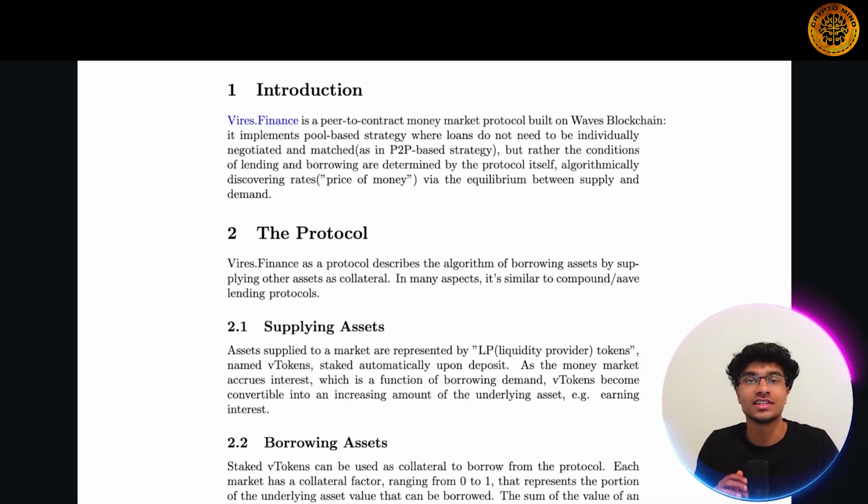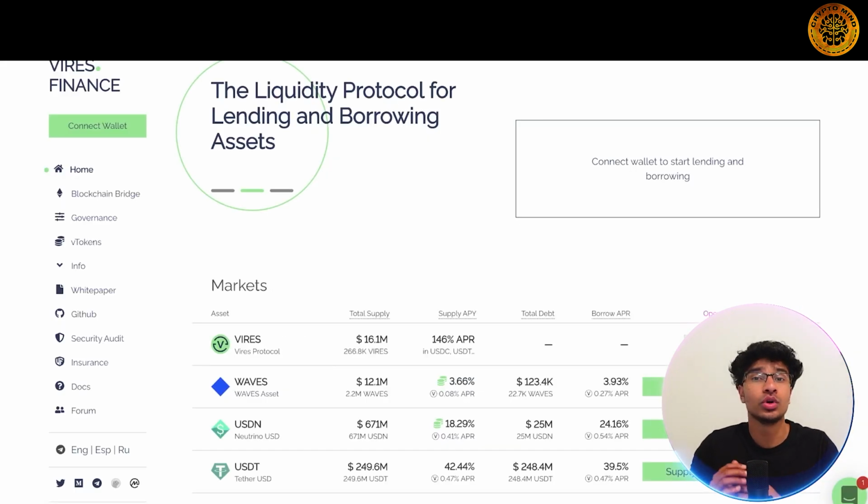So let's start with the basics and get a little definition of what Vires Finance exactly is. Over here on their white paper, it says Vires Finance is a peer-to-contract money market protocol built on the Waves blockchain. It implements a pool-based strategy where loans do not need to be individually negotiated and matched as in a P2P-based strategy, but rather the conditions of lending and borrowing are determined by the protocol itself, algorithmically discovering rates, the price of money, via the equilibrium between supply and demand. So they're essentially a liquidity protocol for lending and borrowing assets.